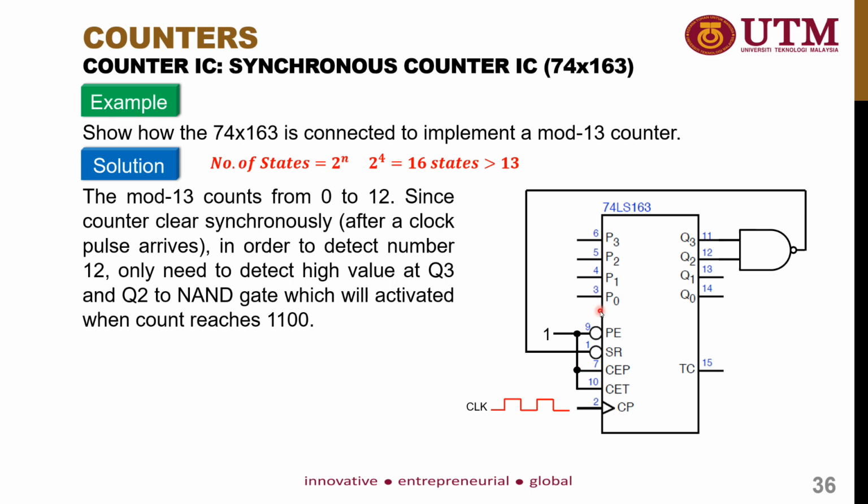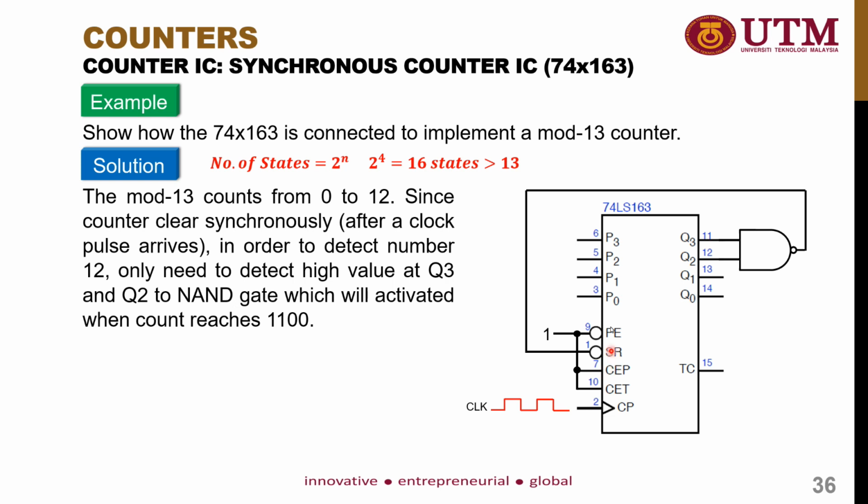First, you see here, P3, P2, P1, and P0 are not connected to any input because we don't want our counter to start from any custom value. Next, we see here, PE and CEP and CET are all connected to input 1. We don't want to activate PE because we don't want our counter to start counting at a customized value, and CEP and CET are connected to 1 because we want our counter to start counting.